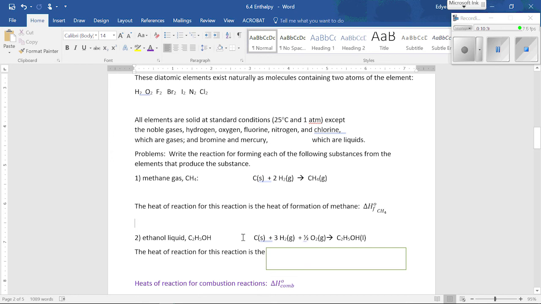Now notice I did not balance this out so that I would have whole numbers here. That's because for the heat of formation, I need to have only 1 mole of product. I can only have 1 mole of product. So to have 1 mole of product, I have to have only a half a mole of oxygen. And the heat of reaction for that reaction is the same as the heat of formation of ethanol. If I had a 2 here, if I did, but I don't, if I had a 2 there, the heat of reaction for this reaction would be twice the heat of formation of ethanol.